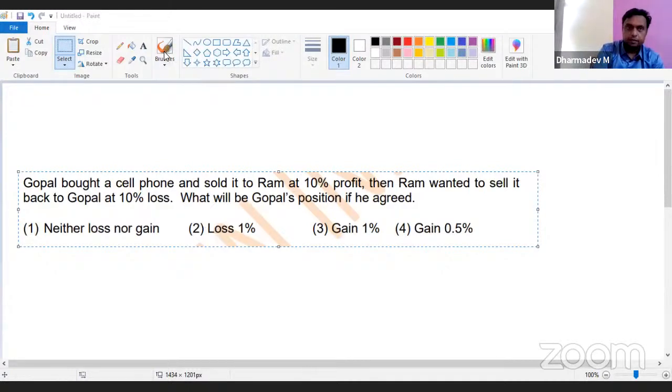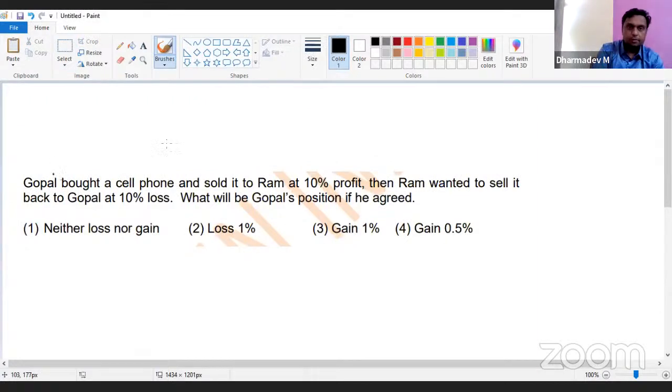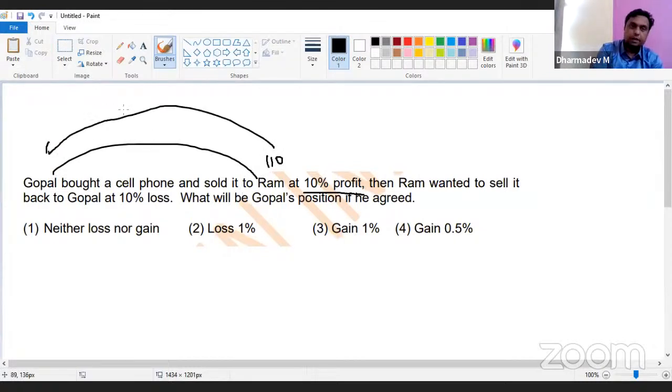Very good. So Gopal to Ram, 10% profit, so he got it for 110. Ram to Gopal with 10% loss, that is minus 11, so 99. So he bought it for 100, gave it for 110. From 110, he gave it for 99. So overall percentage would be a loss. See, they are not asking Ram's position. So Gopal's position.